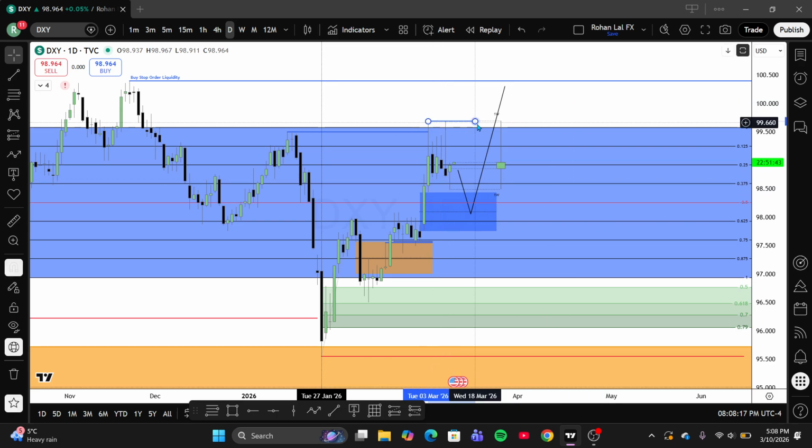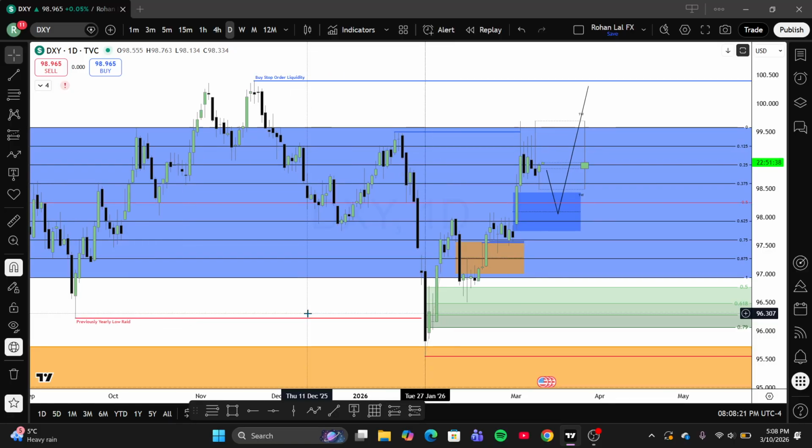I'm still anticipating a bullish dollar due to the war news and due to the economic calendar. If Trump is able to stop the war in Iran and the crude oil prices continue to go lower, we could see a more bullish dollar. I am anticipating a more bullish dollar shorter term.